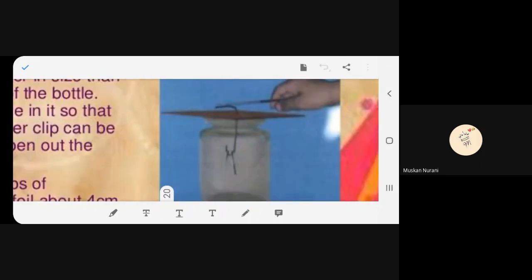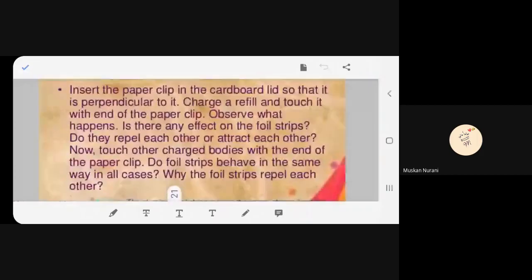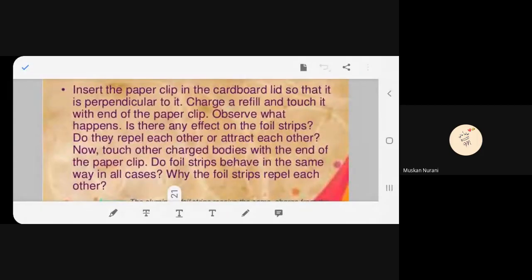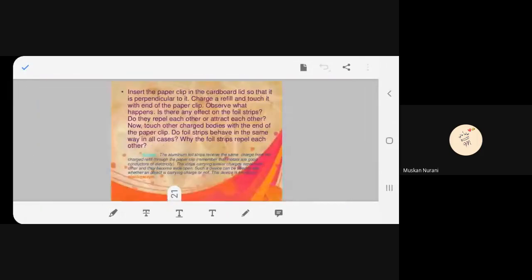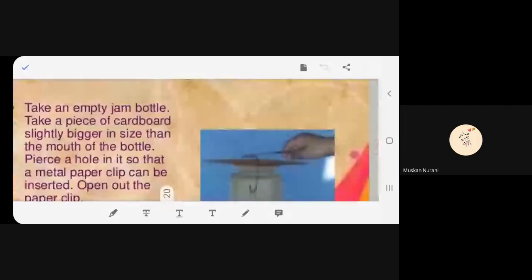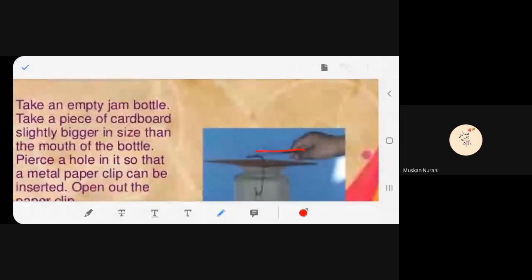Then we will charge a refill. We'll rub the refill with a cloth. And then what will I do? I will take this refill. Can you see this refill? See, this is the refill. And at the end of the paper clip, I'm touching it. Is it clear? All of you, can you see?